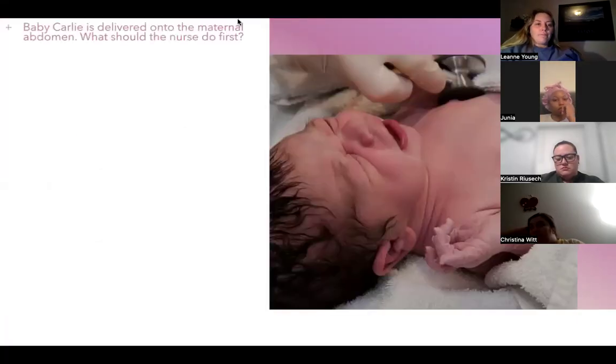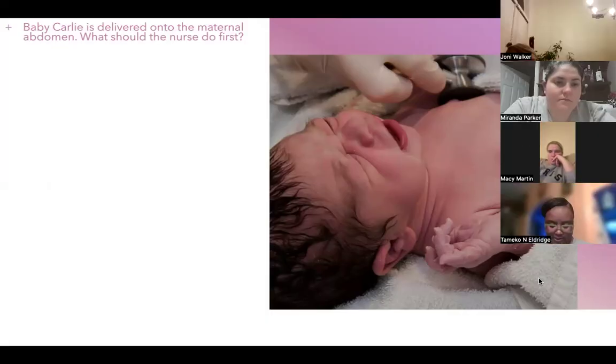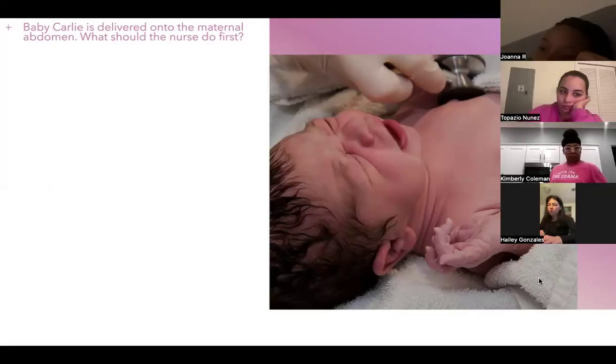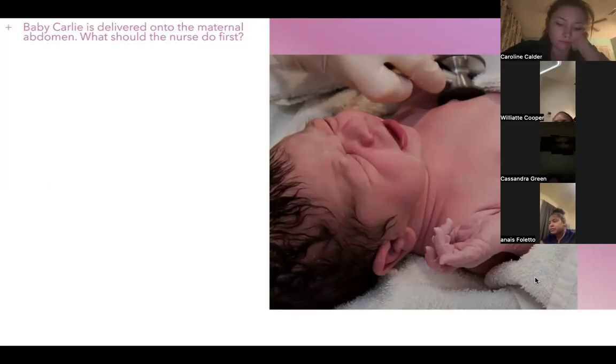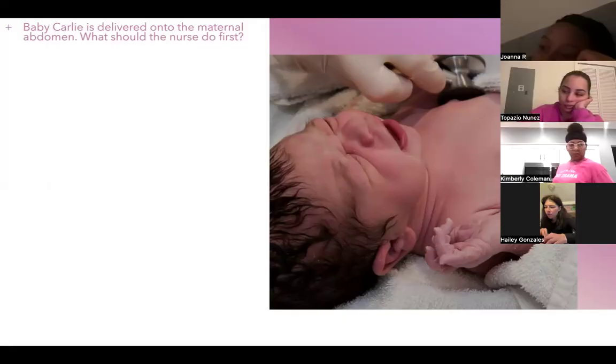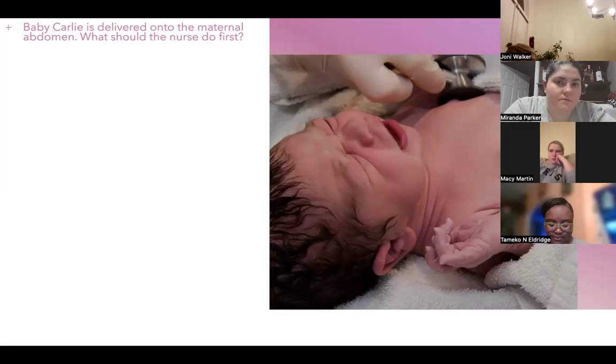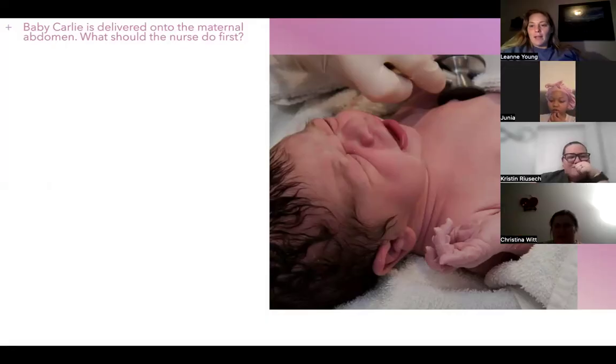Okay, baby Charlie, welcome, baby Charlie. He's delivered onto the maternal abdomen. What are we gonna do first? This baby is just born. He's on her belly. What do we do? Keep it simple. His APGAR score? Like how he's doing? Not yet, because when do we start an APGAR? We start APGARs at 1 minute. So Charlie is like 2 seconds. What do we do first?